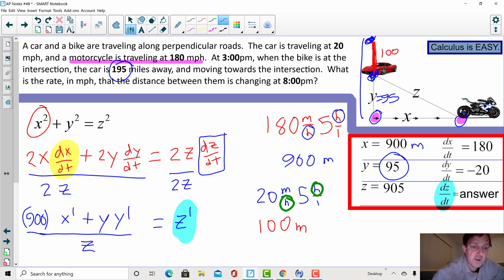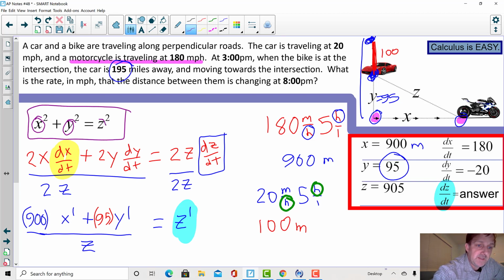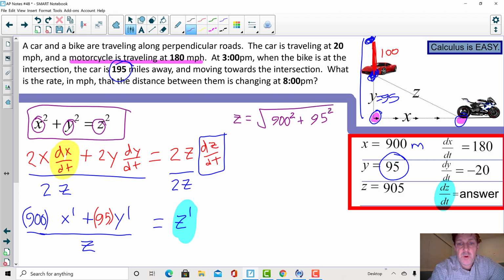We can plug that in right now. And because we know x and we know y, we can use this equation to find z. Z is going to be the square root of 900 squared plus 95 squared. And that comes out to 905. We can plug that in right now.